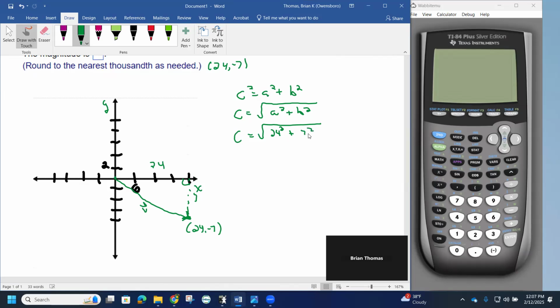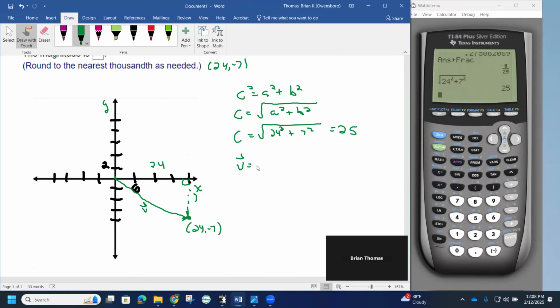If I take the square root of that, let's use my calculator. If I type in the square root of 24 squared plus 7 squared, that's going to give me the answer, and the answer would be simply 25. It looks like I don't have to round to the nearest thousandth, since that just turned out to be 25.